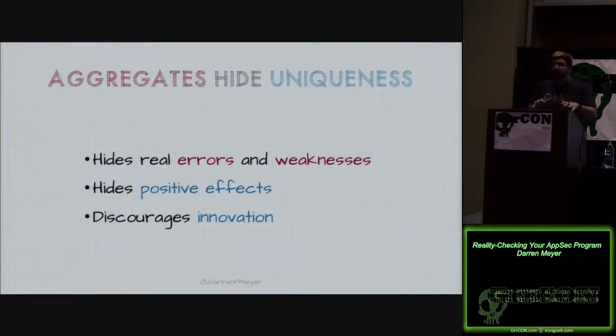And the whole point of aggregating is to smooth out error. But our job isn't to smooth out errors, our job is to find it and prevent it. It also has a flip side, it hides positive effects. I've seen tons of AppSec situations where a development team who actually cares quite a bit about security, has a fair amount of security knowledge, will create a control that we didn't anticipate.